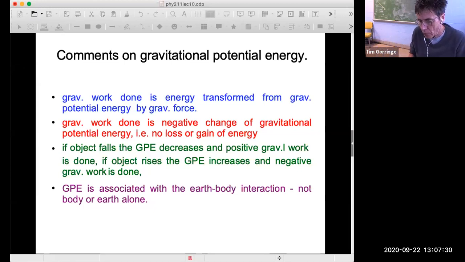And it's also important, the last point on this slide, that gravitational potential energy is not just associated with the brick or not just associated with the Earth. It's really associated with the Earth-brick interaction. It's the two of them together and how close or far they are apart that's determining the gravitational potential energy that's stored.